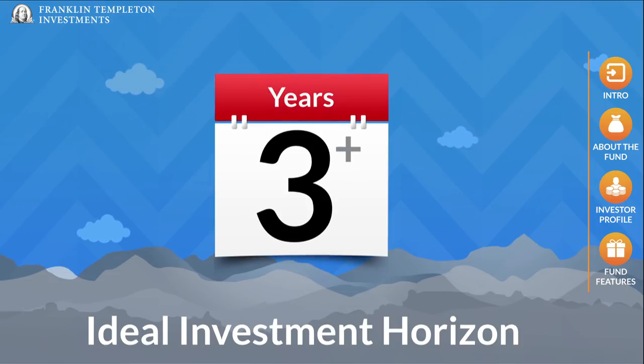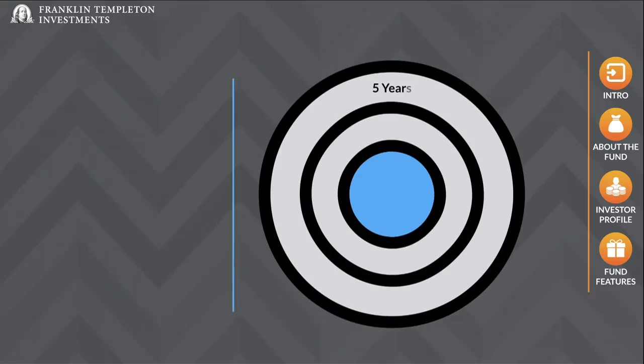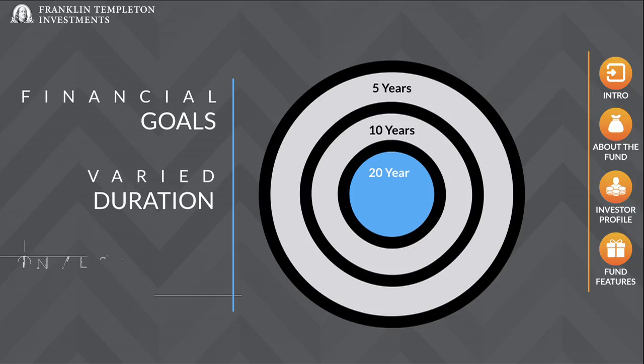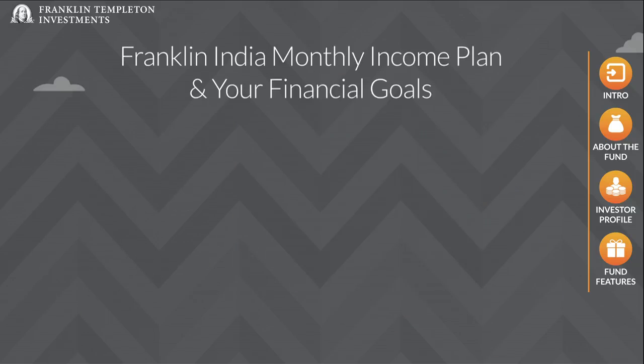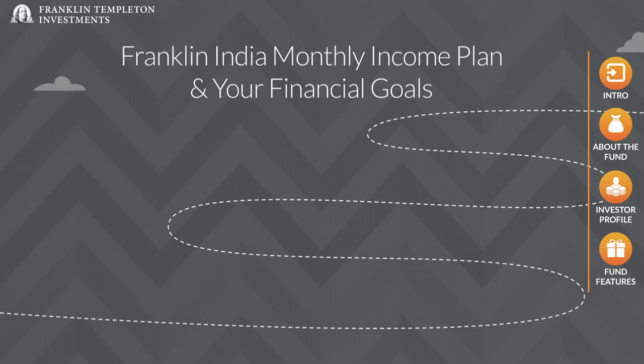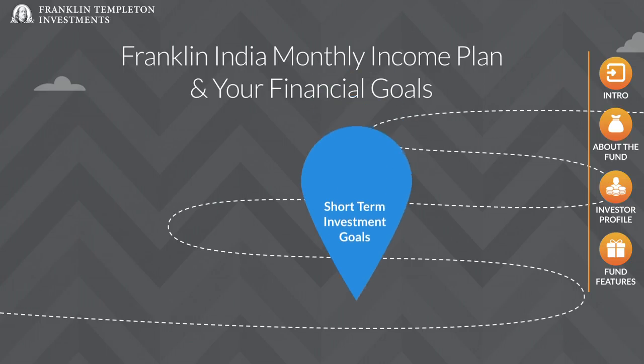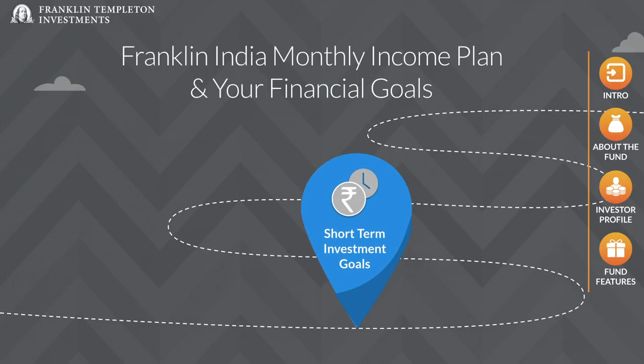Every investment you make must ideally be linked to a financial goal, and this goal could be of varied durations depending upon your investment needs. Since the Franklin India Monthly Income Plan has up to 20% allocation of equities with a balance in fixed income, the scheme is well suited for short-term investment goals where an investor is primarily seeking income but is also comfortable with taking some equity exposure that could act as a growth driver to the portfolio.